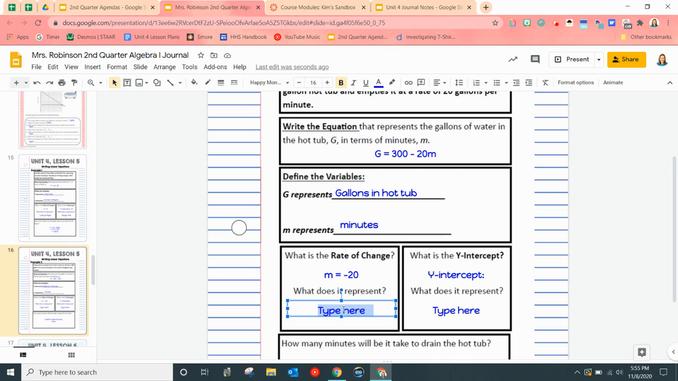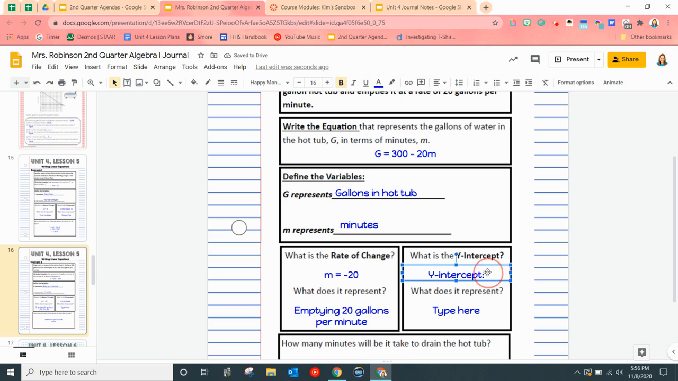That's why in algebra, sometimes it's a real world problem. We wouldn't talk about, I have negative 20 gallons of water, but that's why it makes sense because we're decreasing, we're subtracting. So what does it represent? Well, that we are empty. We're emptying 20 gallons per minute, right?